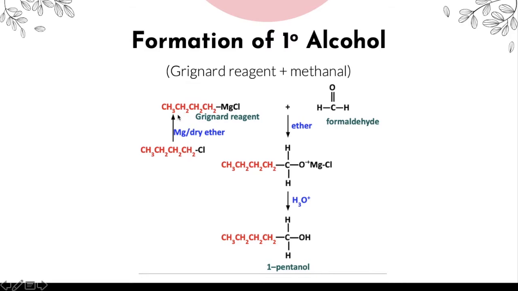For example, this is the haloalkane producing Grignard reagent, which reacts with formaldehyde, the common name for methanal, in ether, giving O minus and MgCl plus, which reacts with acidified water to produce 1-pentanol. This carbon is only attached to one carbon, so this is a primary carbon, and this is primary alcohol.